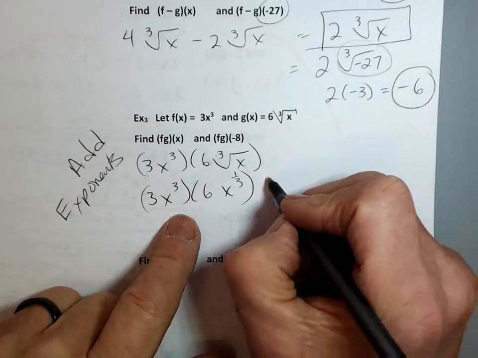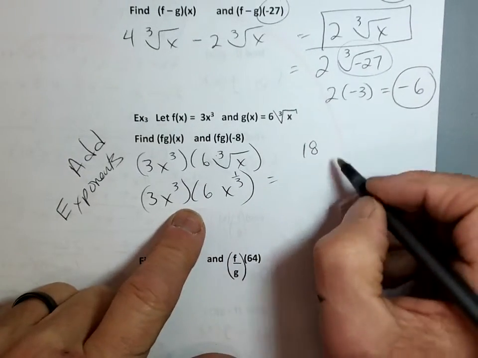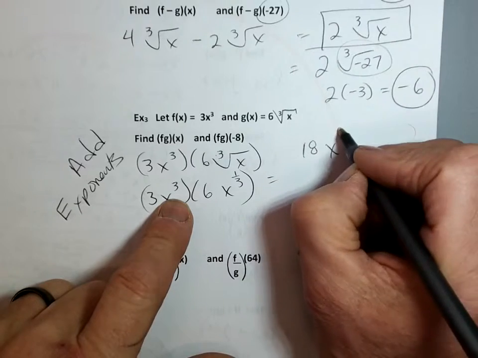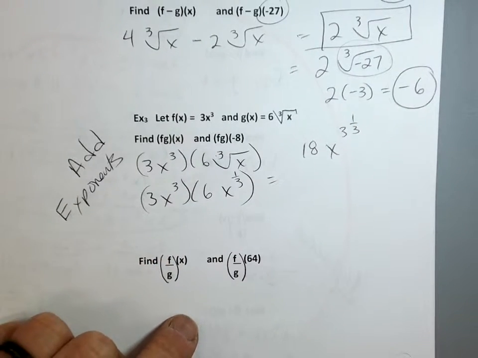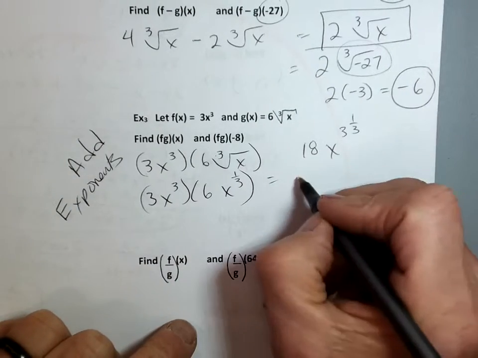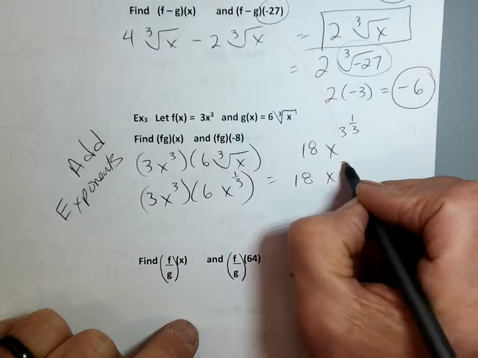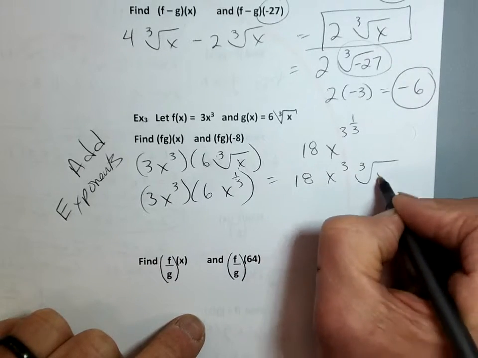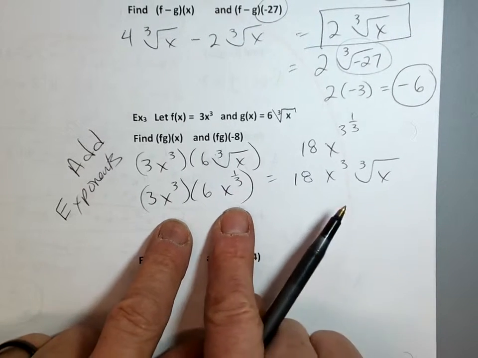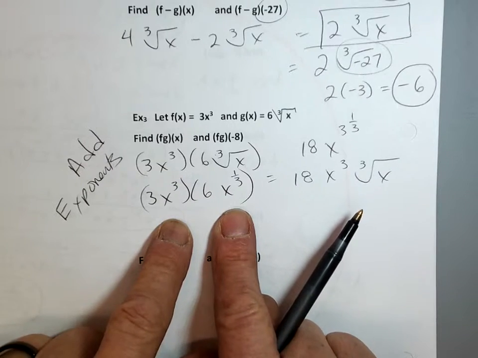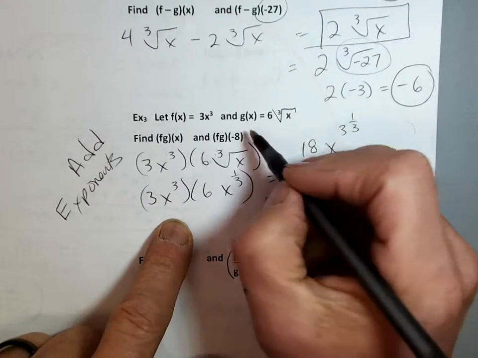Which is going to make an 18x to the 3 1/3. Okay? Nah, that's not a very nice answer. I can fix that answer. How about 18x cubed times the cube root of x? Does that bother you? Mildly. Okay, which is kind of what I could have had here, huh? Right? So now, let's plug in negative 8.